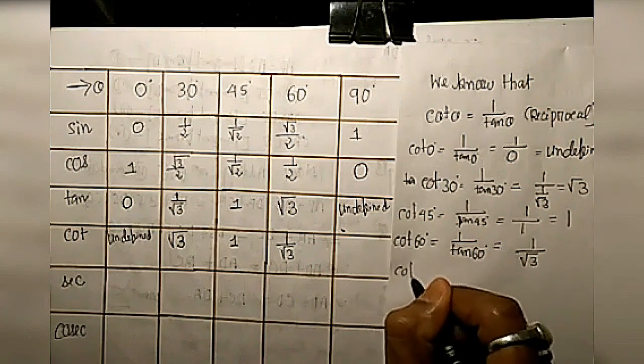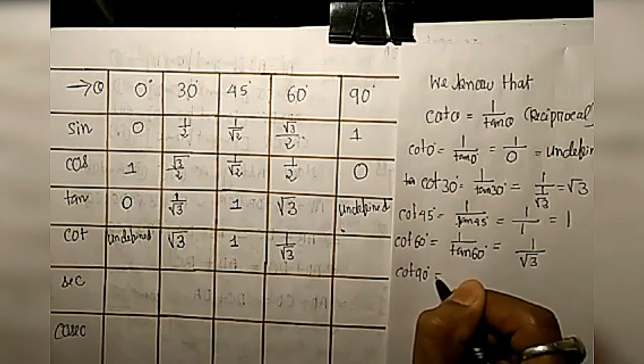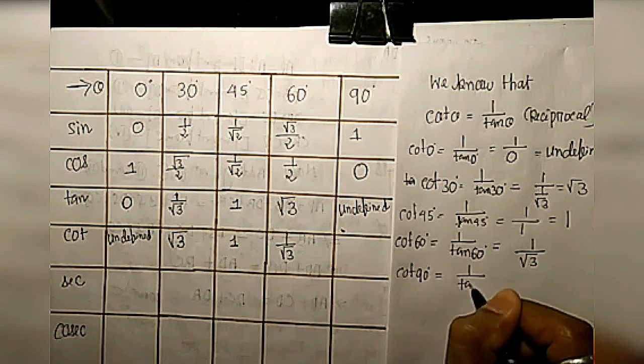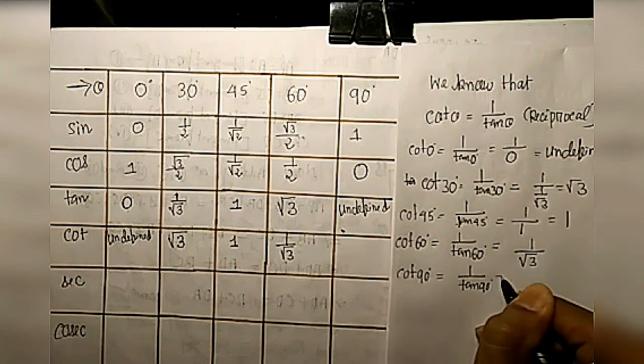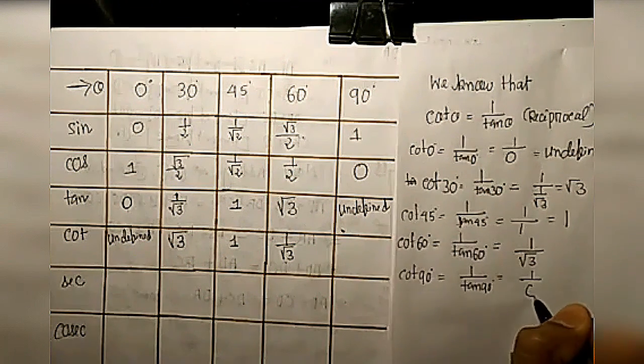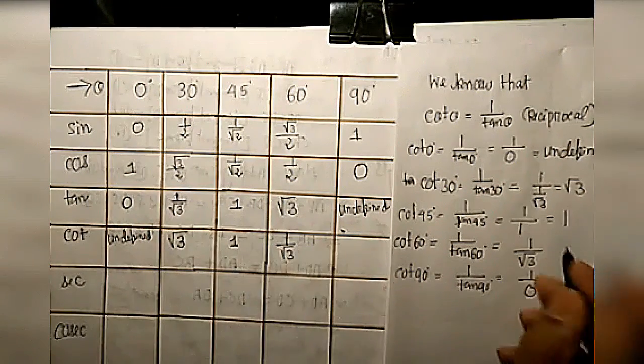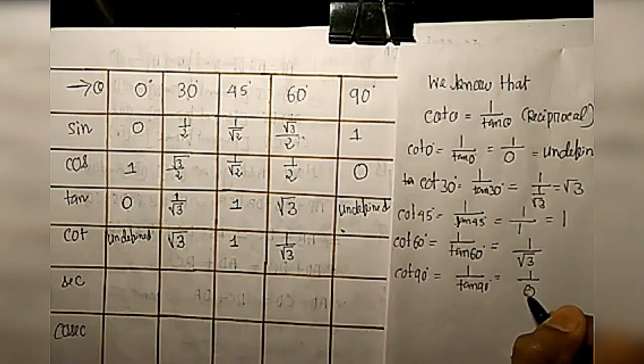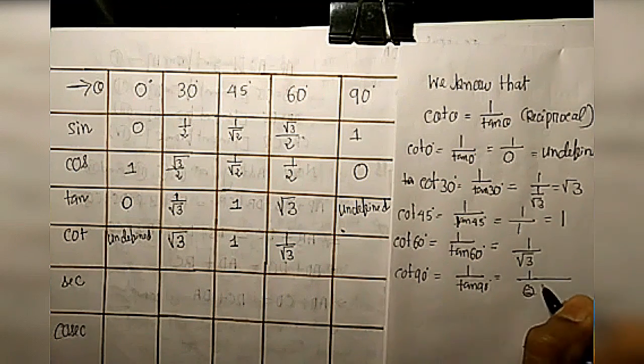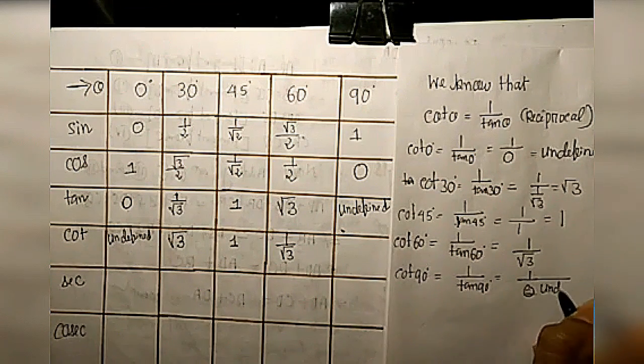Then the last one, cot 90 degree. So cot 90 is 1 by tan 90. What is the value of tan 90 degree? It is undefined. So it should be 1 by undefined, we should write.